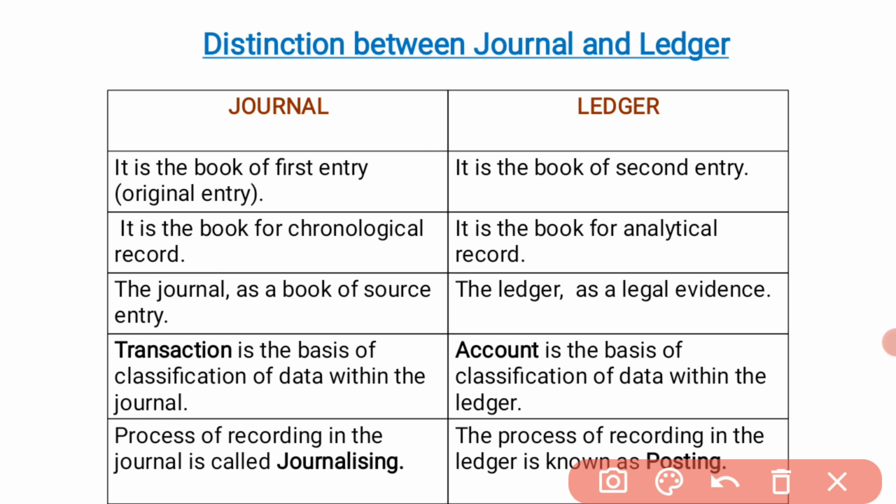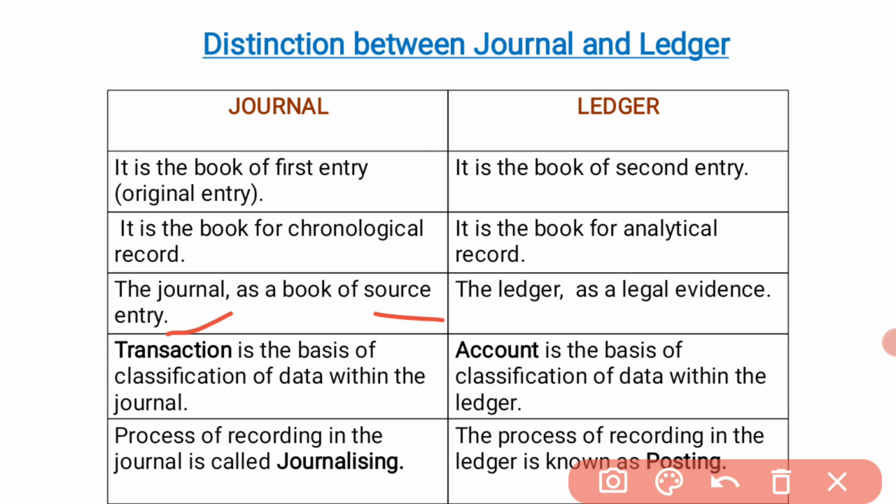Ledger is the book of analytical record. It means that from the journal entry you are going to transfer them into the posting as a ledger account, that we can say as an analytical record. Next, the journal is the book of source entry. So it is the basic book of original entry that we can call a journal.